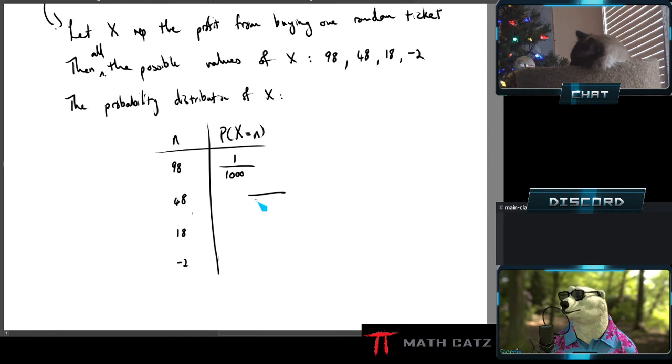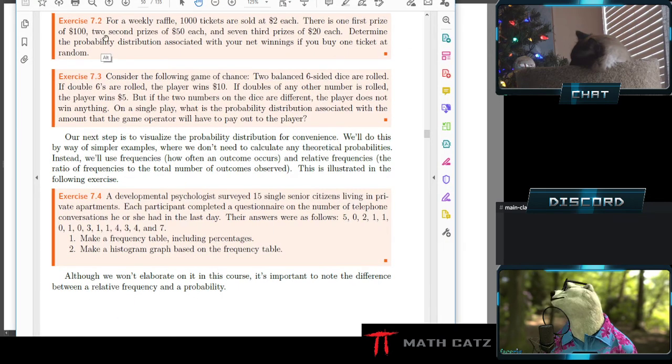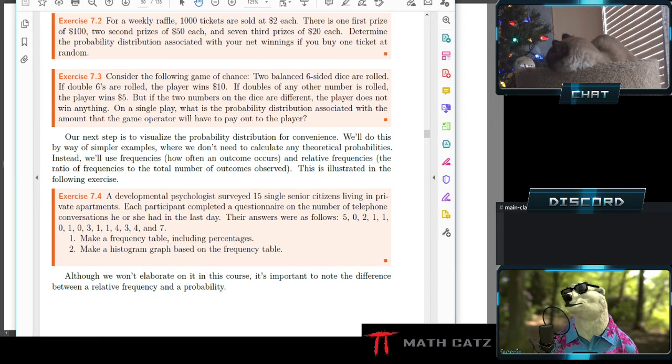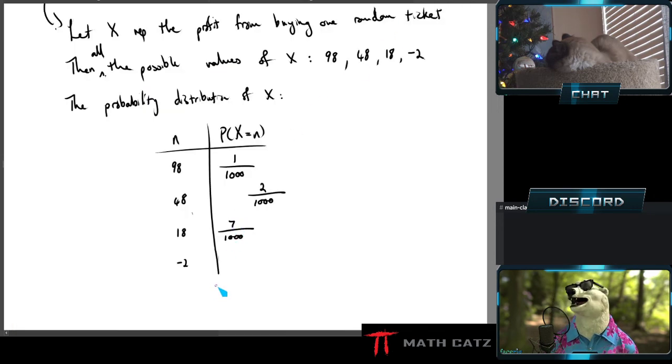Shift this over because, of course, I didn't give myself a lot of space. When I talk about x equal to 48, I am just talking about winning second prize. I think there were two second prizes. So if I buy any one of those two tickets, I'm winning second prize. X equal to 18 represents winning third prize. Out of 1,000 tickets, I'm going to have to buy one of the 7. That would give me that. And then I see, well, I have accounted for 10 winning tickets. So there are, out of the 1,000, 990 losing tickets.